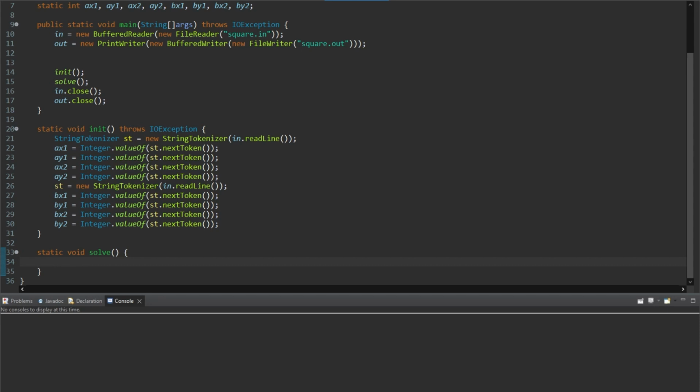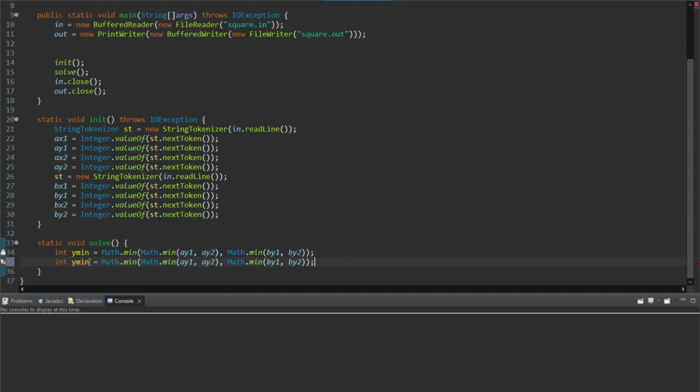So we're gonna do that by doing int yMin equals Math.min, right? Because we're trying to find the smallest. And then we're going to do another Math.min, and then we're going to do ay1 and then ay2. And then we're going to do another Math.min, and then by1, by2. What this is going to do is it's going to find the smallest y coordinate of all 4 y coordinates that we're given. And obviously that's the one that we're going to use for the y of the lower left corner of the rectangle that we were talking about.